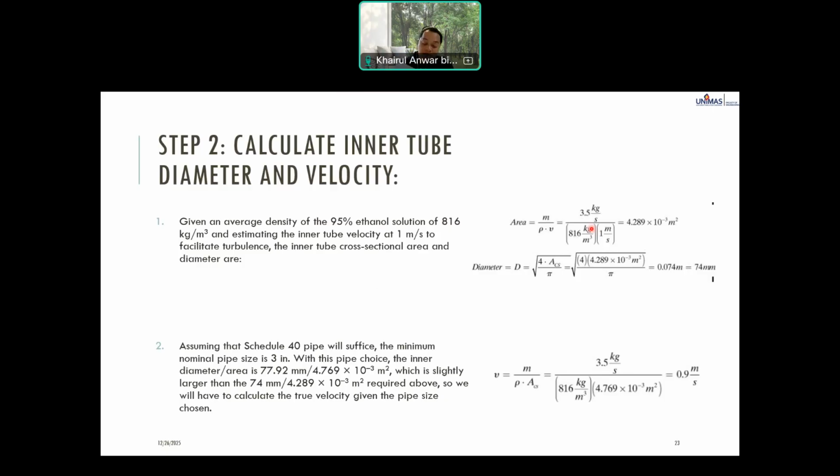So in this case, we determine the 34 mm. This is the value for estimation. We don't know the velocity, so we assume velocity of 1 meter per second, get the area, determine the diameter. So the diameter is approximate. No, we cannot use this diameter because there is no data in schedule 40 appendix A5. So the closest is 77.92 mm, so we choose the closest.